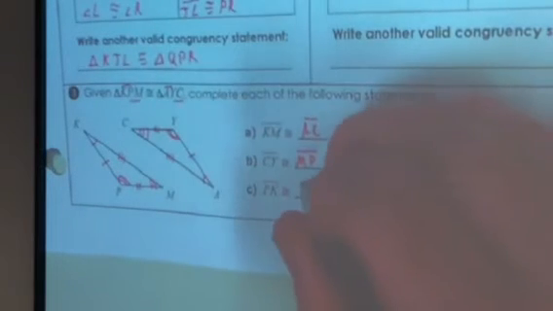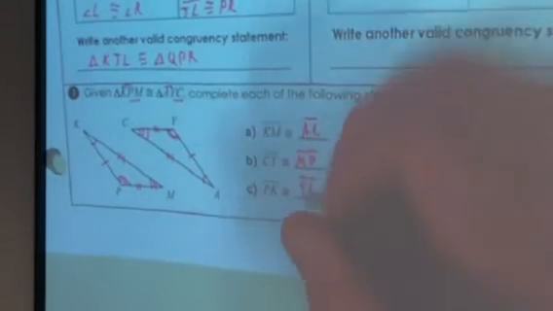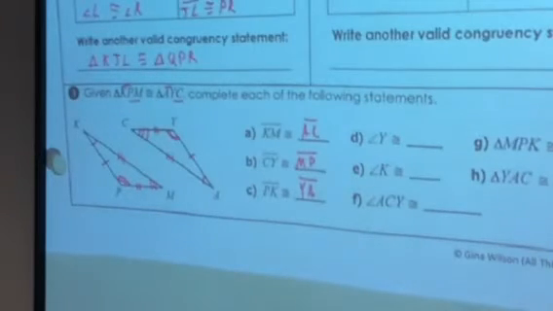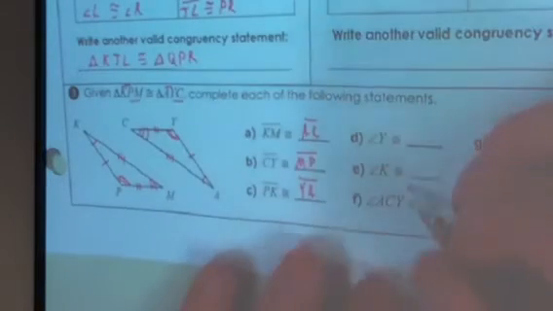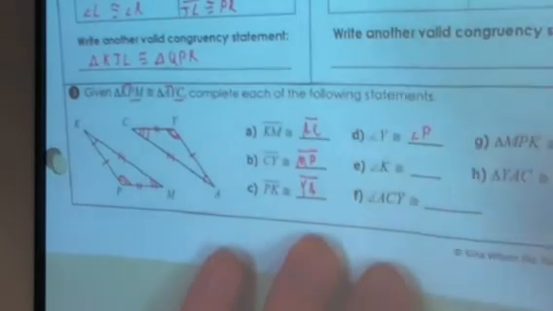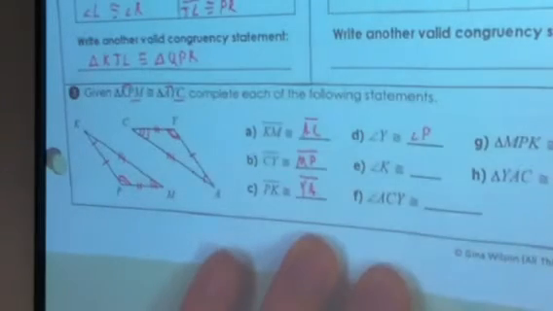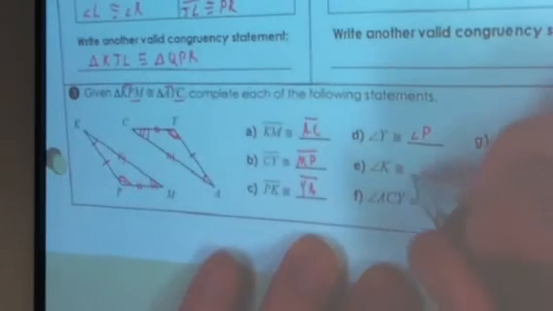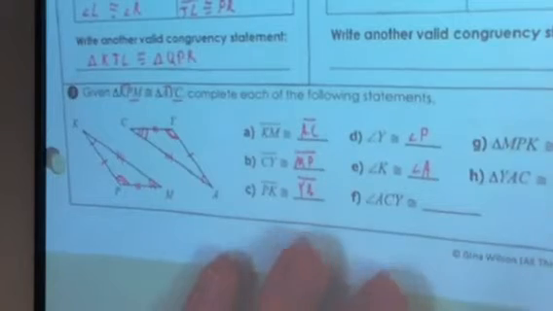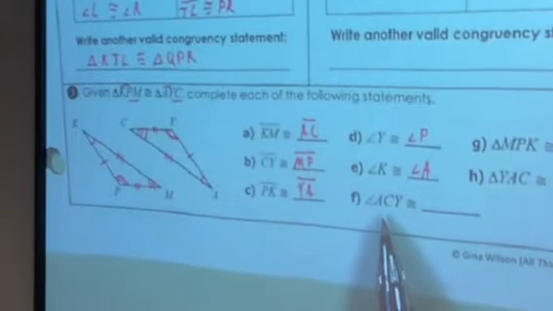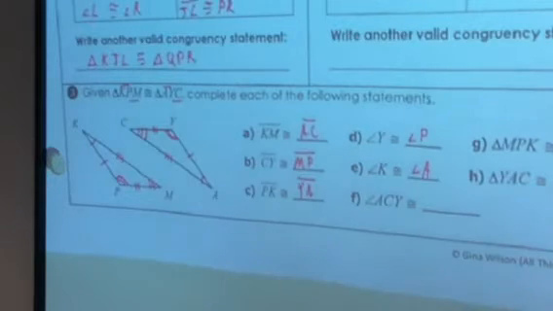Yep. What's the first one? Is that AC, yeah. The angles are easy. Angle Y has to be the same as angle P. Angle K has to be the same as angle A. Now, if it ever writes an angle with 3 letters, you have to do that in the same order as well.